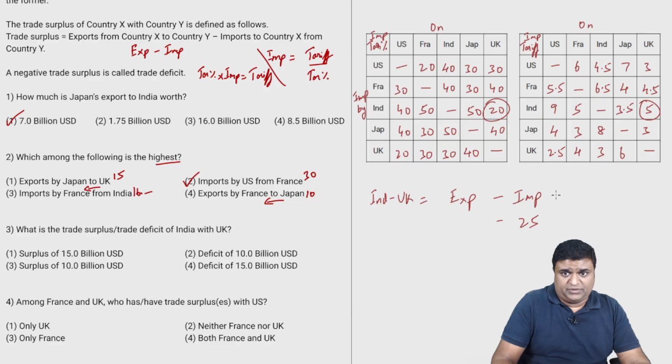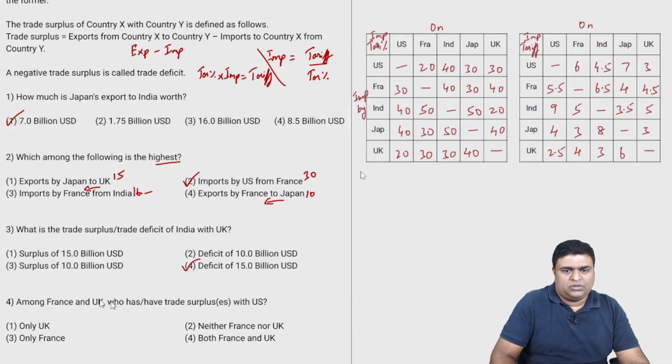Exports over here is going to be what? Export is going to be the reverse. So when it comes to export of India to UK, I'm going to look at it the other way around. UK's import from India. So UK's import from India is nothing but India's export to UK. So if 30% is 3, 10% is 1, 100% is 10. So that's it. 10 minus 25, that's a minus 15. Minus 15 is going to be the opposite of surplus. That's a deficit. Minus $15 billion deficit. That's option 4. As simple as that.